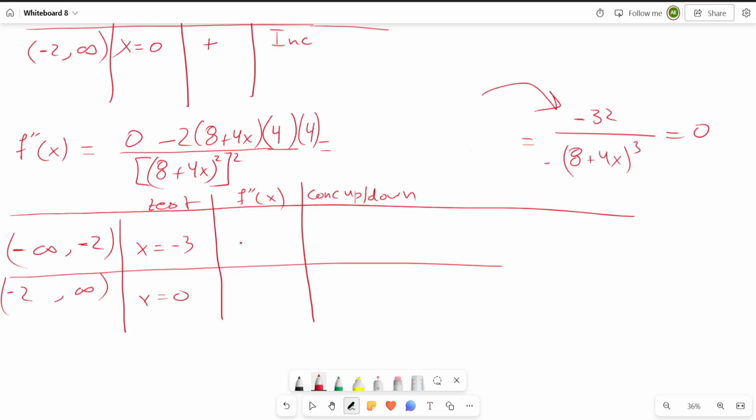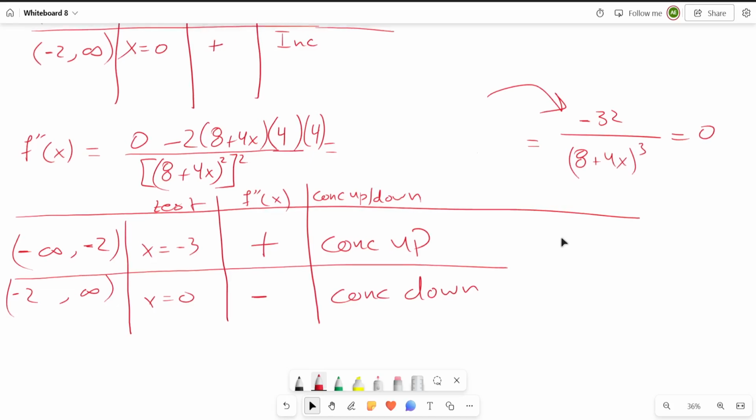And indeed, yes, I got a positive half. You guys try to do the same and see if you get the same answers as me. So we have a positive over here, which is going to be a concave up part of the function. And when I substitute 0 over here, I'm going to have -32 over basically 8 plus 0, which is 8. So 8 to the power 3 is positive. So I have a negative over a positive. So I'll have a negative answer. So this part of the function is concave down.